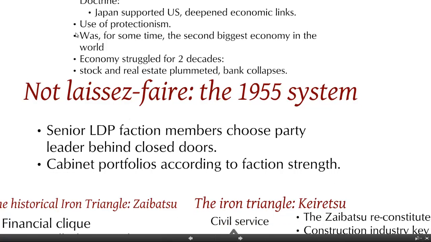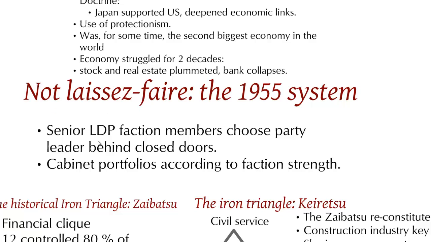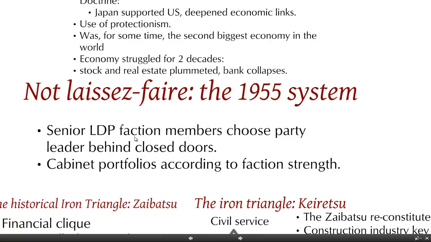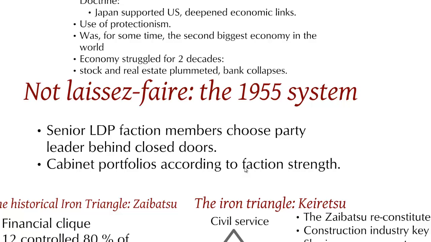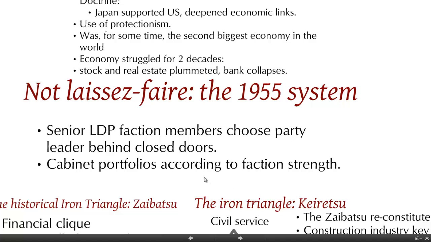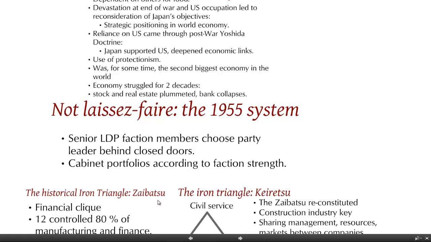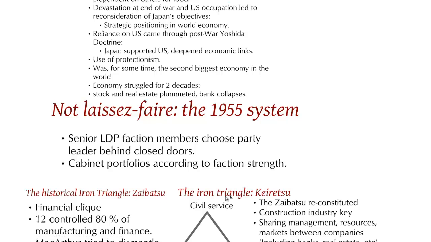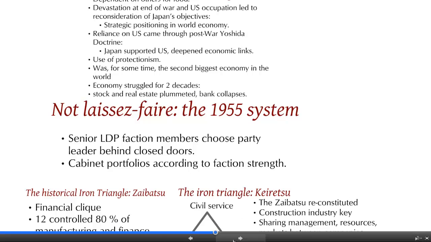As I mentioned, the Japanese political economy has made use of protectionism, so it has really not been laissez-faire. We can call this the 1955 system, built on an alliance with the Liberal Party, where the Liberal Party has been assigning different cabinet portfolios according to the different strengths, the different positions of the factions within the party, but also dependent on the historical Iron Triangle, the Zaibatsu, and the current version of this Iron Triangle, the Keiretsu. So let's look at those two.